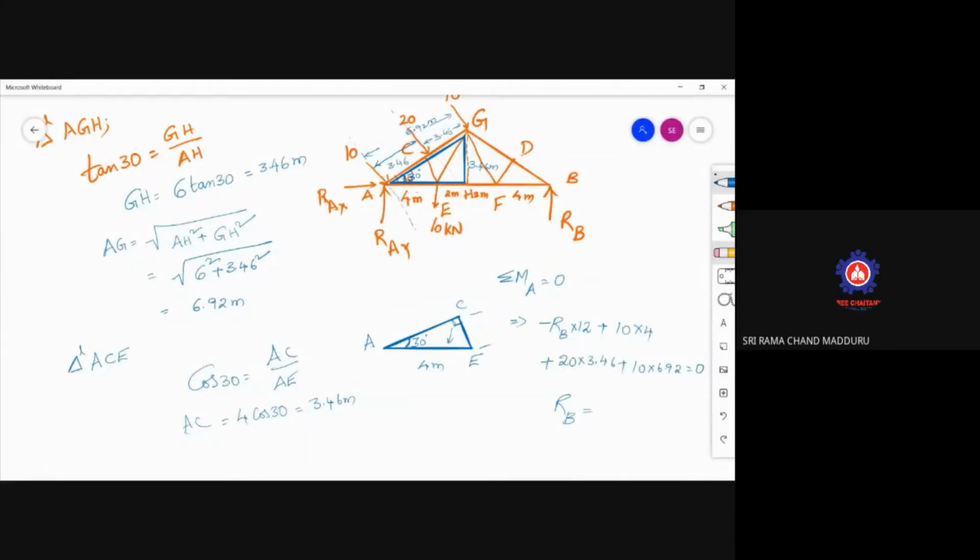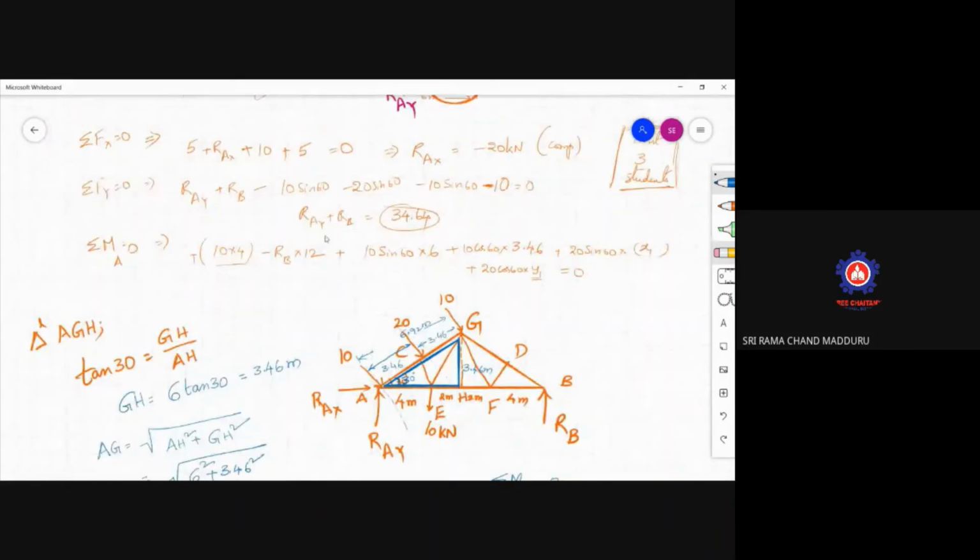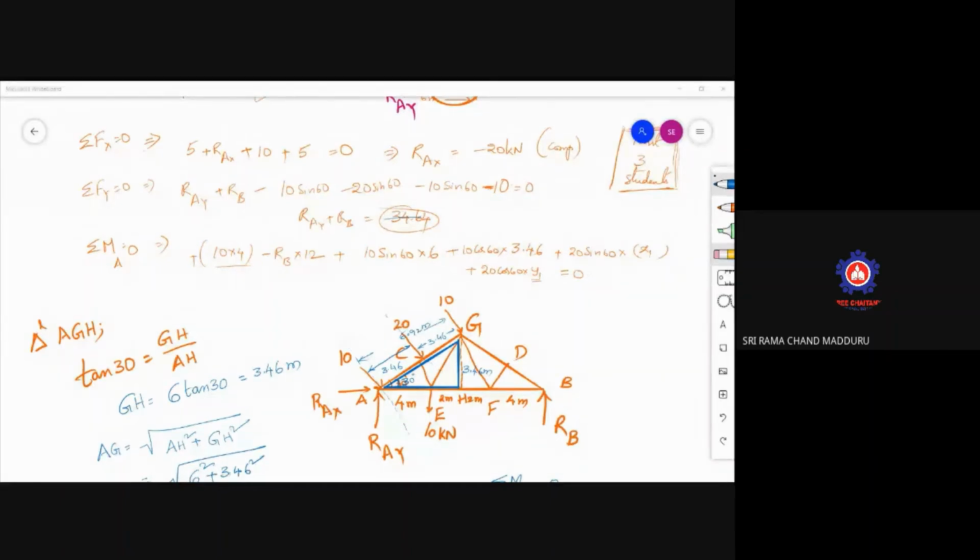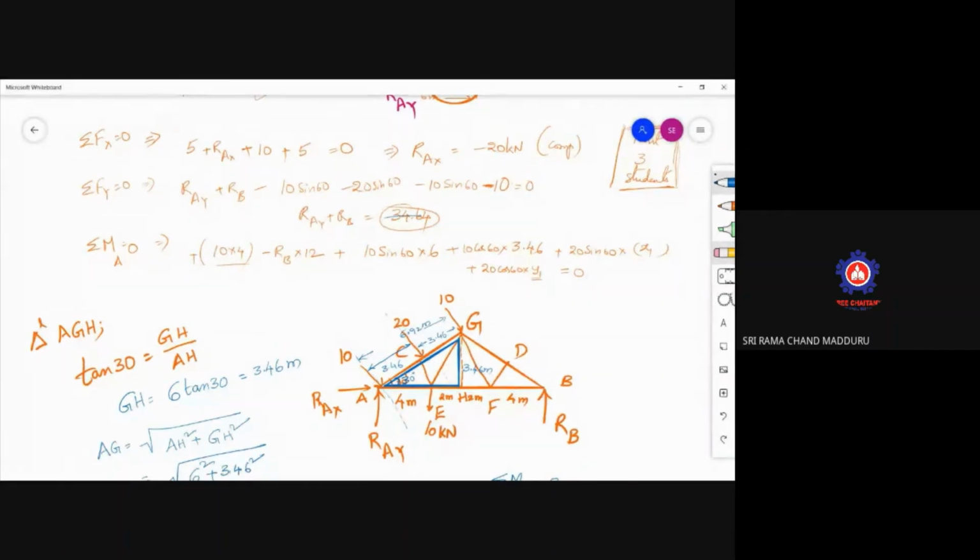14.86 kilonewtons. In the previous step, you have already got RAY plus RB is equal to 44. This is not 34. Is it like that? Why? Because 10 sin 60 plus 20 sin 60 plus 10 sin 60, that is 44.64.